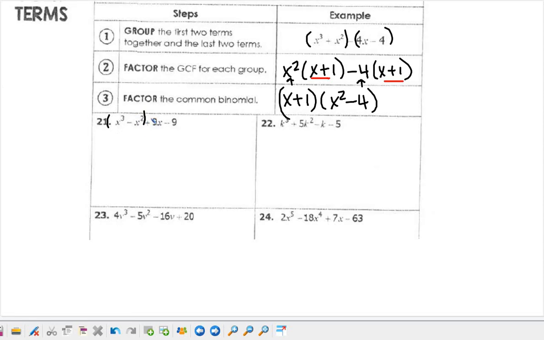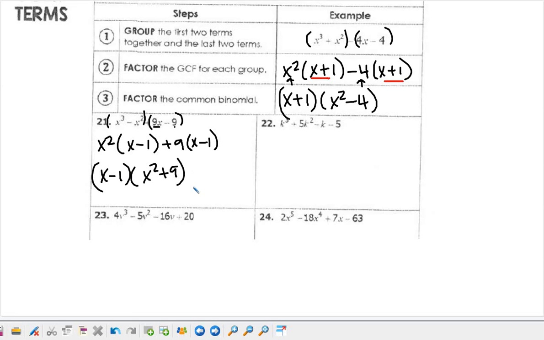So we'll do the same thing here, group and group. So we have x squared times x minus 1. And then 9, take a 9 out of each one of these, would be x minus 1. So then I can take an x minus 1 out, which will leave me with x squared plus 9. Now this one will not continue to factor because there is no sum of perfect squares. It's difference of perfect squares only, and then sum and difference of perfect cubes.